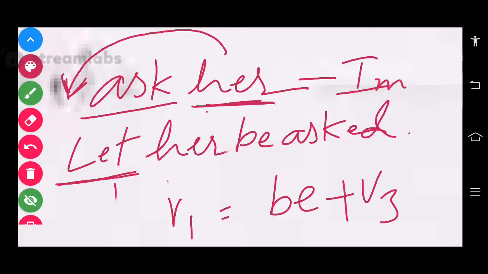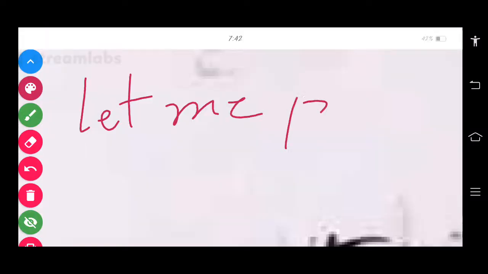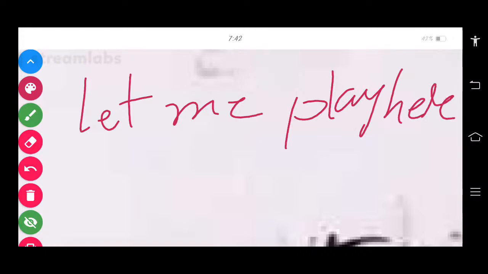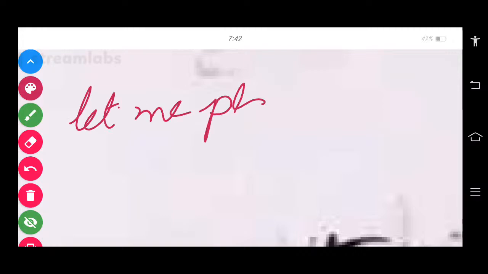When we get an imperative sentence as a command or an order... Very nice. Let me play here. Tell me, can anyone say what the passive sentence of this is? Can anybody say what the passive sentence of this is? Let me play here.